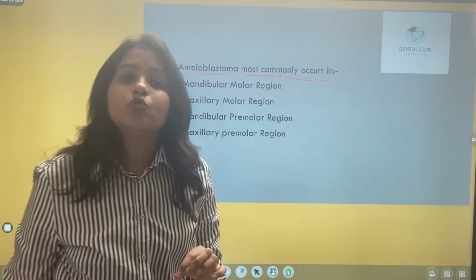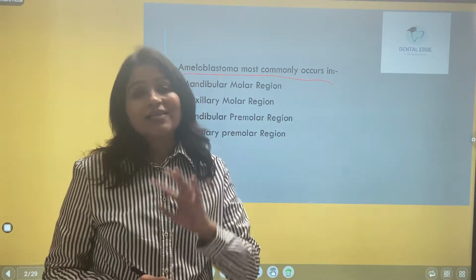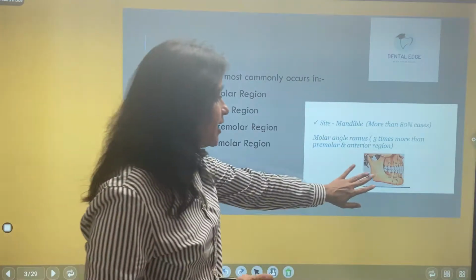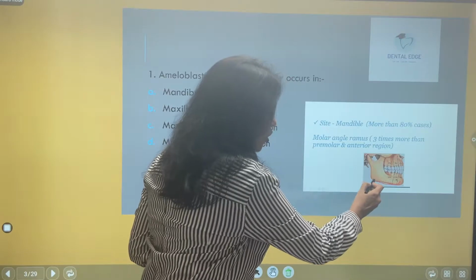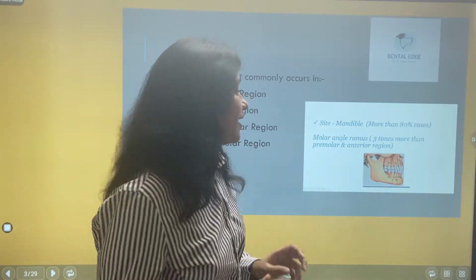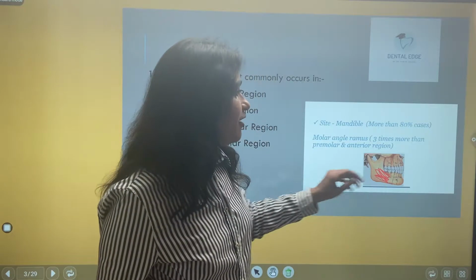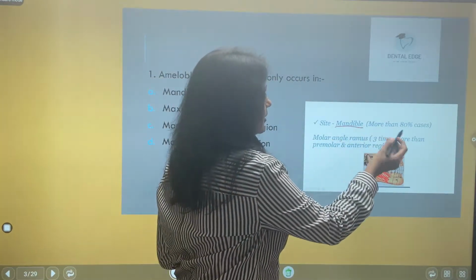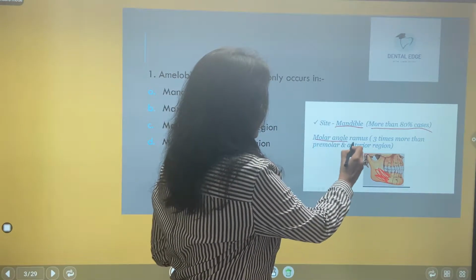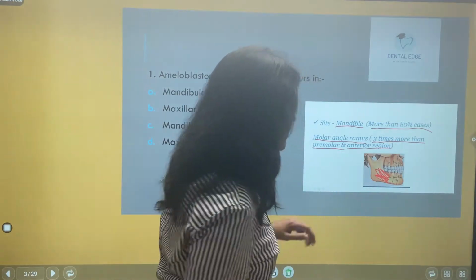So ameloblastoma, it's a commonly asked odontogenic tumor. Now among the maxilla and mandible, ameloblastoma is more commonly seen in the mandible. So mandible is a common site. And in mandible also the common site is molar angles ramus area. So this area, the third molar area, is more commonly affected. So as you can see, mandible more than 80% cases, and in mandible also molar angle ramus 3 times more common than premolar and anterior region.